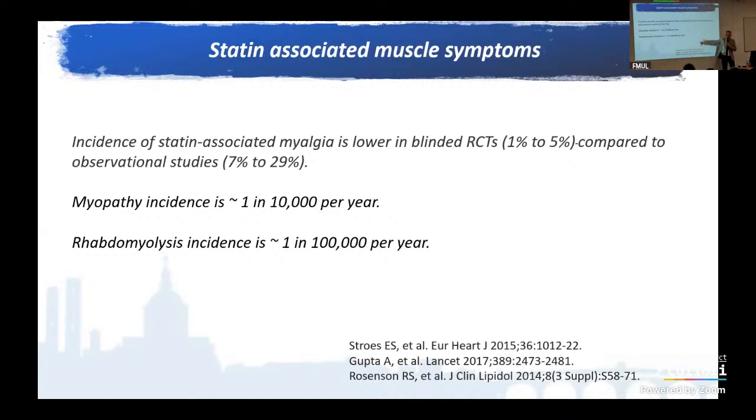Myopathy is rare. And rhabdomyolysis, which is very, very hard to treat and is a serious problem, is much rarer also with respect to myopathy.